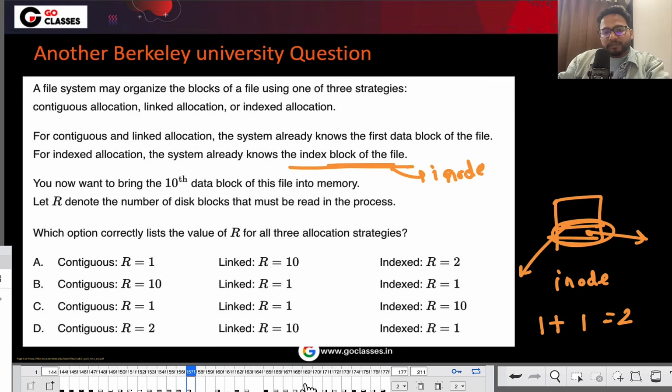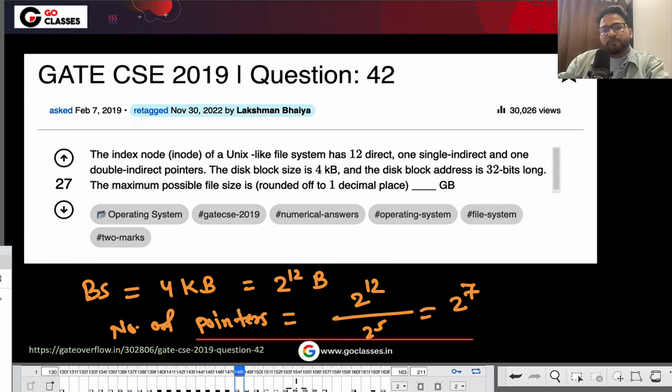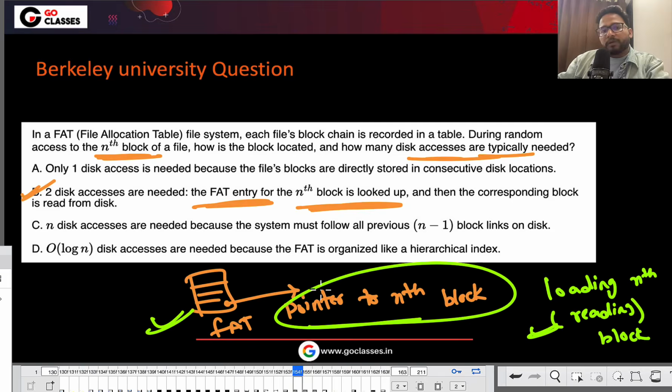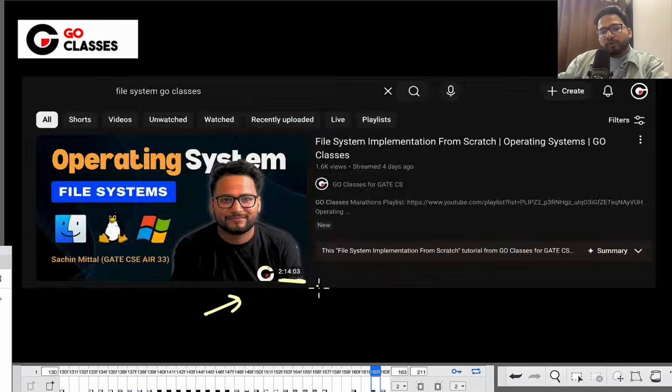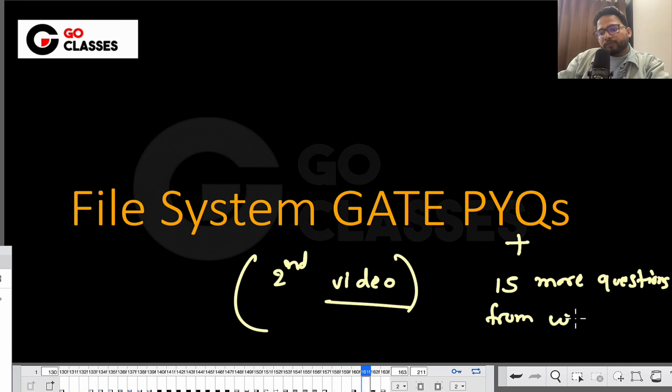As you can see, these are the slides from the previous video only. I have solved many GATE PYQs there also, so just watch that video. All of this has been covered in the previous video. Here we are going to solve a few more GATE PYQs, exactly 15 more questions, which are from the weekly quiz. So let's just start.